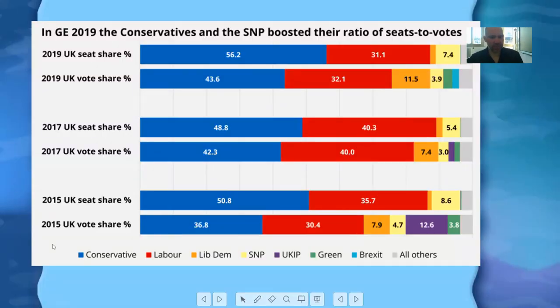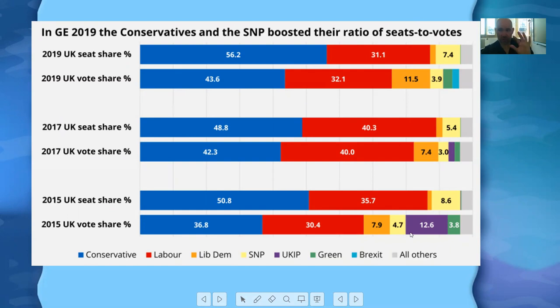Okay, so here's a helpful little infographic. You might want to pause the video and have a good look at it and try and work out what it's telling you. But we've got 2019, 2017, and 2015. And what we can see here in the top of each line is the percentage of seats they get. In the second line, we see the percentage of votes that they've got.